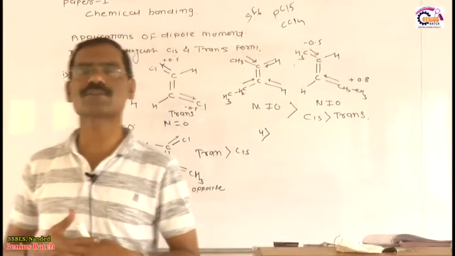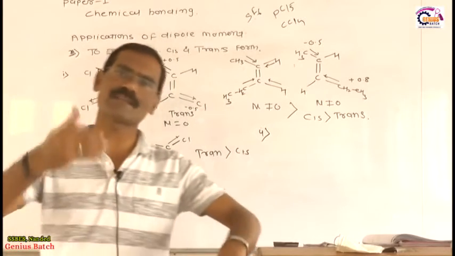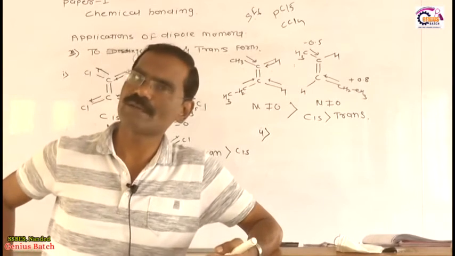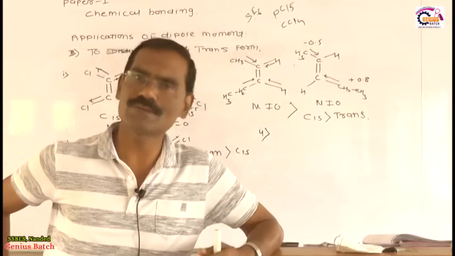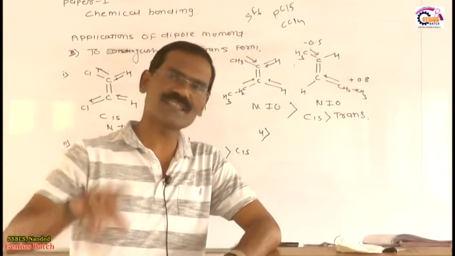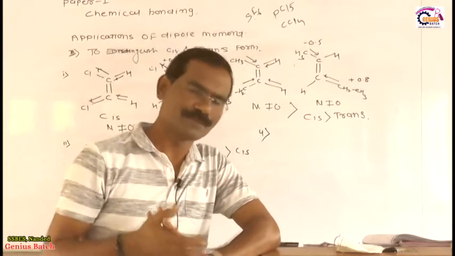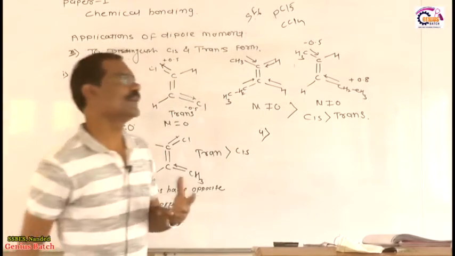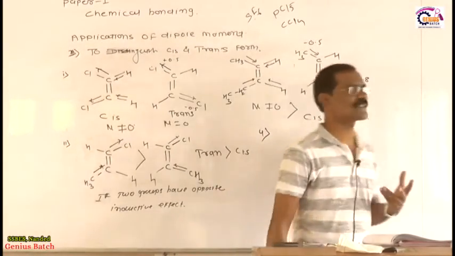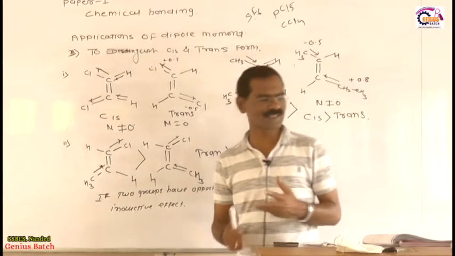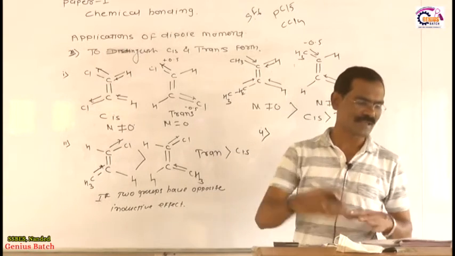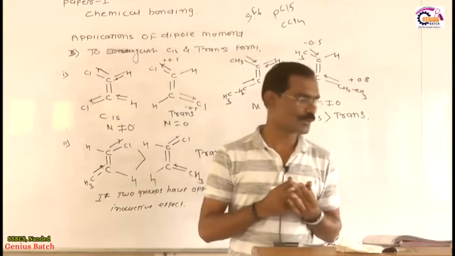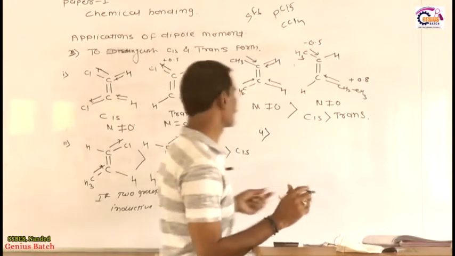How to calculate the theoretical value of mu? The experimental value is given in the problem or numerical. The theoretical value we calculate using the formula mu is equal to Q into D. By balancing the units, you automatically get the answer. And finally, the third application is to identify cis and trans geometry. And the last application, the fourth, is to locate the position of substituents in aromatic compounds.